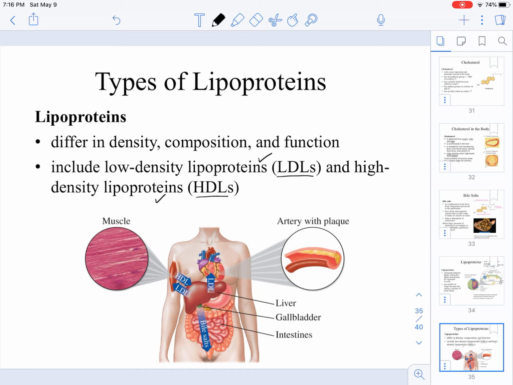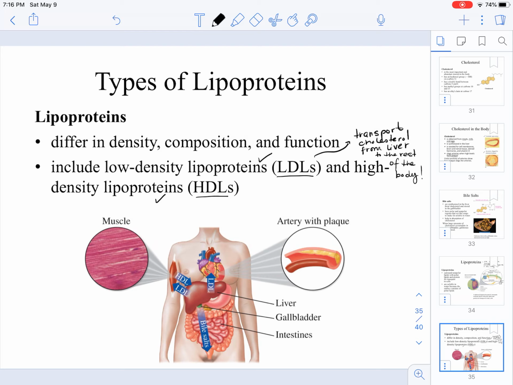So, the job of the LDL is going to be transporting cholesterol from the liver to the rest of the body. Okay, that's why we see the arrow from the liver out. Specifically here we have heart and we have muscle.